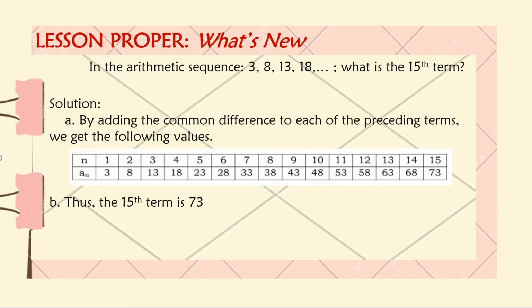So our a sub n, the first term, is 3, 8, 13, 18, 23, plus 5, 28, plus 5, 33, plus 5, 38, plus 5, 43, plus 5, 48, plus 5, 53, plus 5, 58, plus 5, 63, plus 5, 68. Then the 15th term is 73. So we just add the common difference.